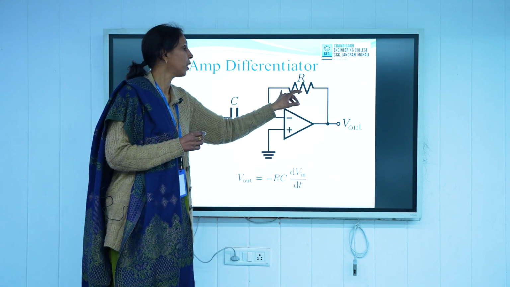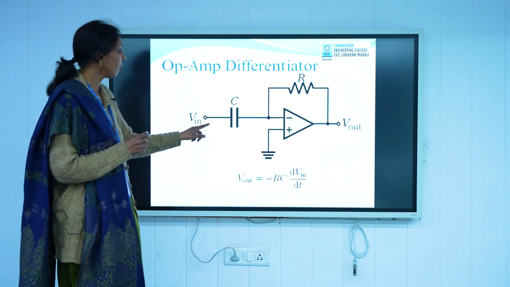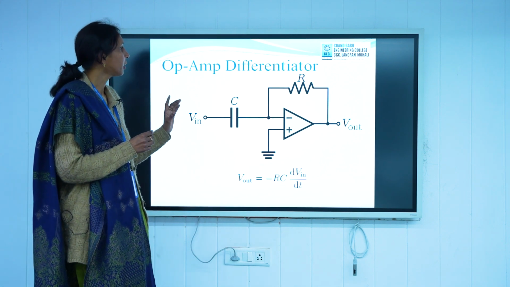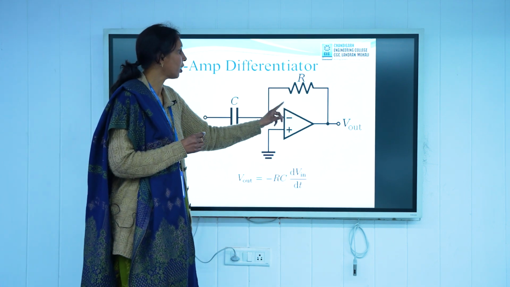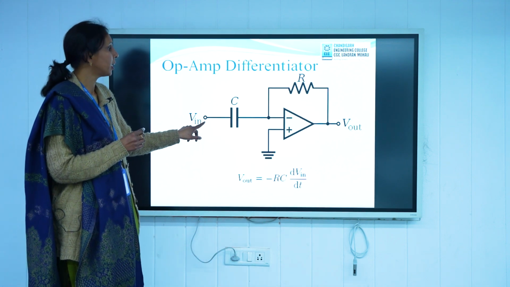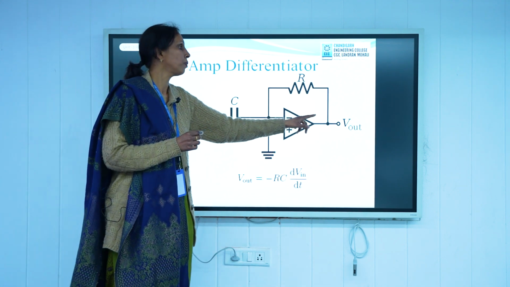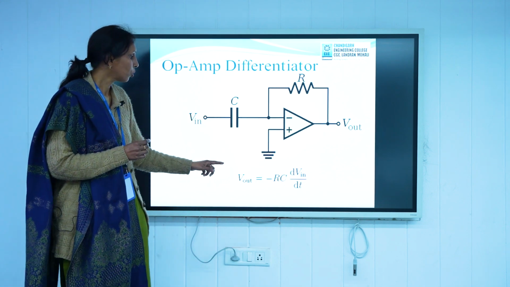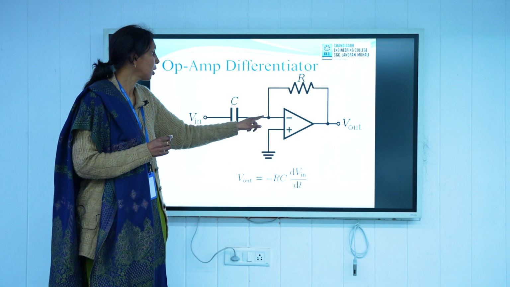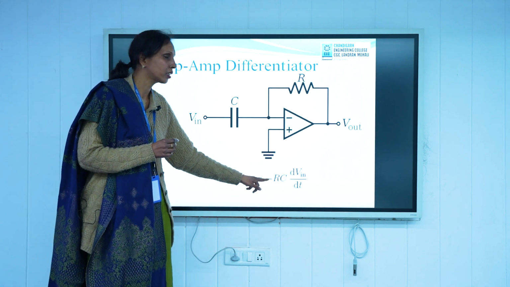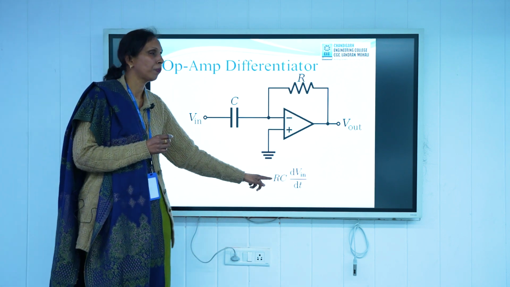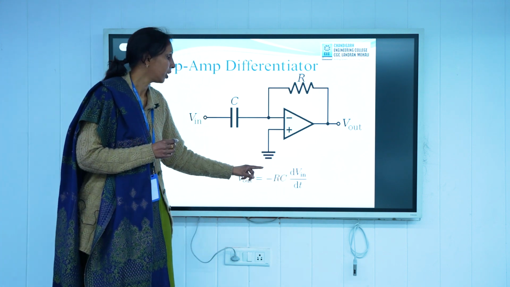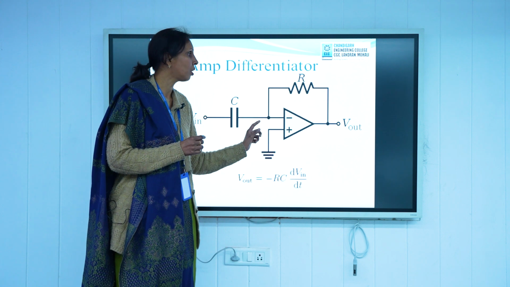We provide the feedback from output to input, and along with that we use the capacitance. The output voltage will be the differentiated value of the input voltage. Suppose we provide a sine input, the output will be cosine, because the differentiation of a sine wave equals cosine. The minus sign is there because we provide the input to the inverting terminal, so the output will be the inverted value: minus RC dVin by dt. Here d by dt represents the differentiation.